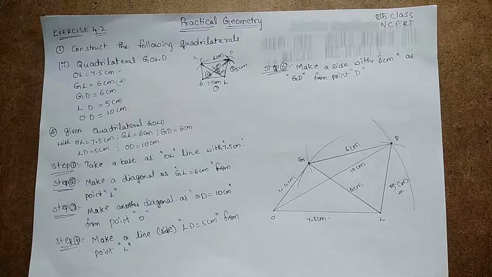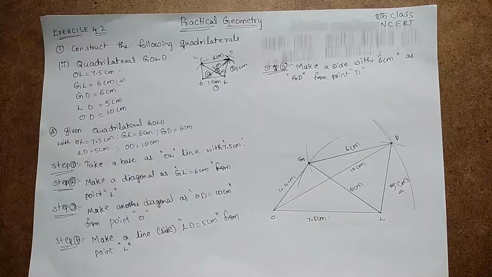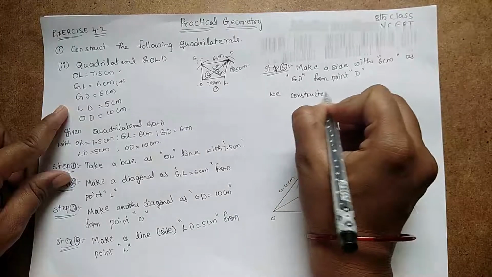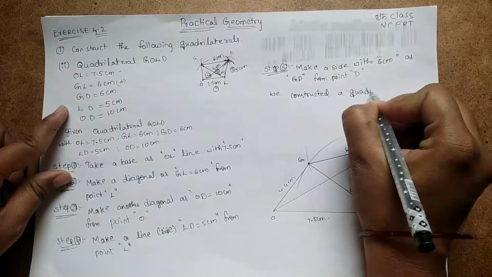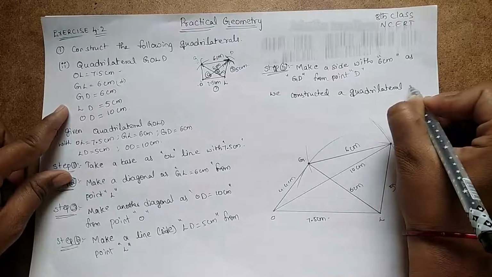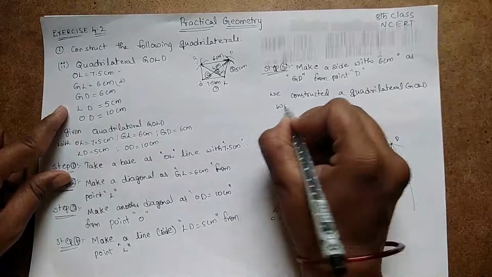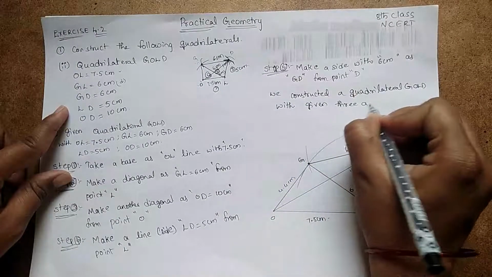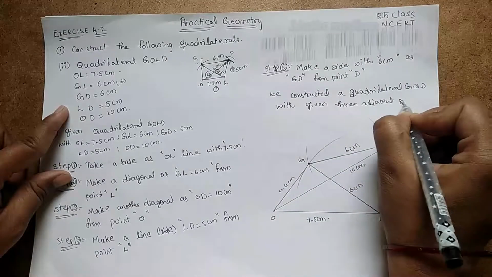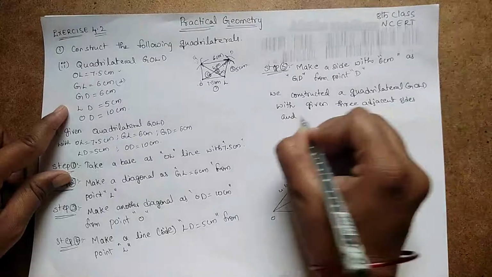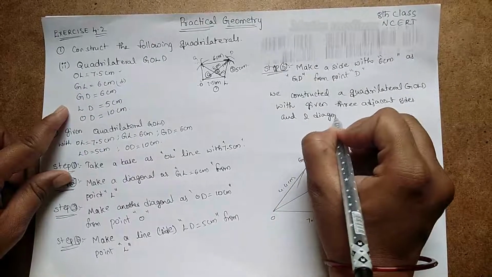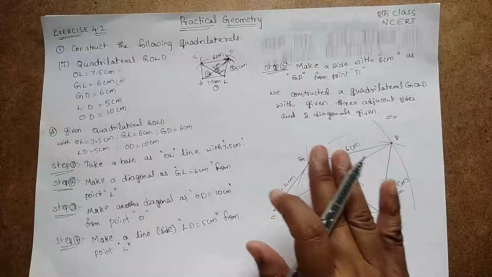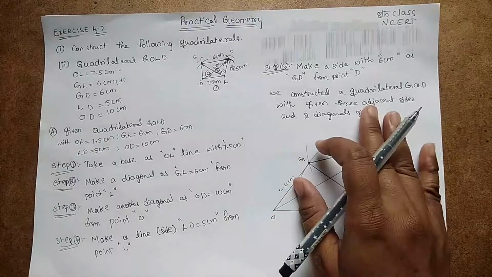So this is the quadrilateral we constructed. Finally, the result: we constructed quadrilateral GOLD with the given 3 adjacent sides and 2 diagonals. So this is about the construction of a quadrilateral with given 3 sides and 2 diagonals.